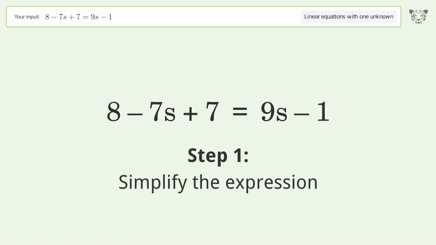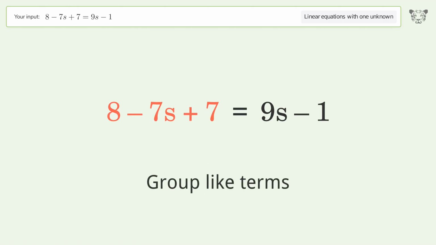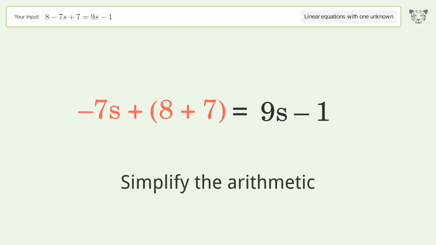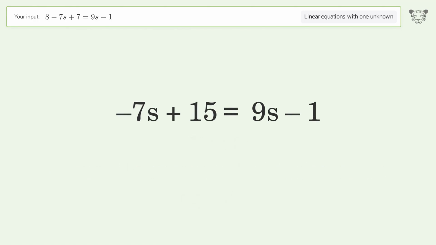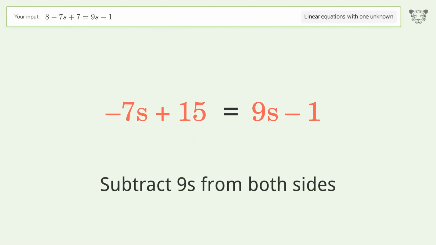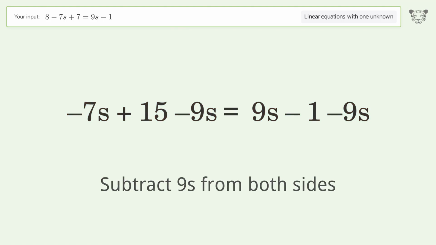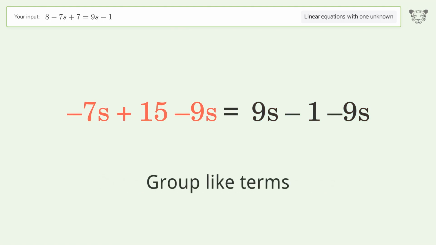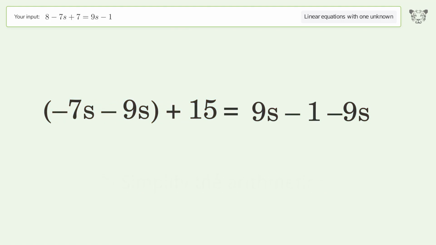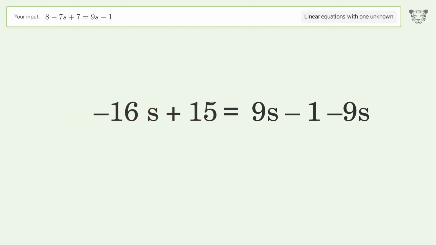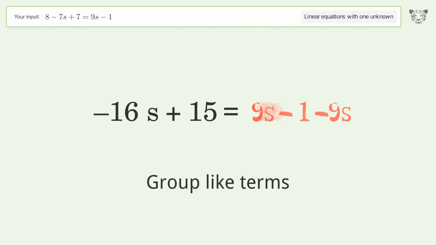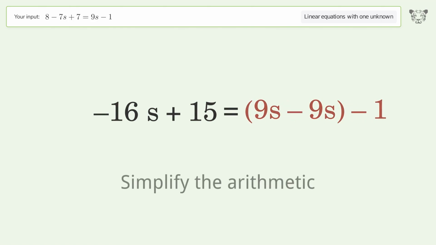Simplify the expression. Group like terms. Simplify the arithmetic. Group all s terms on the left side of the equation. Subtract 9s from both sides. Group like terms. Simplify the arithmetic. Group like terms. Simplify the arithmetic.